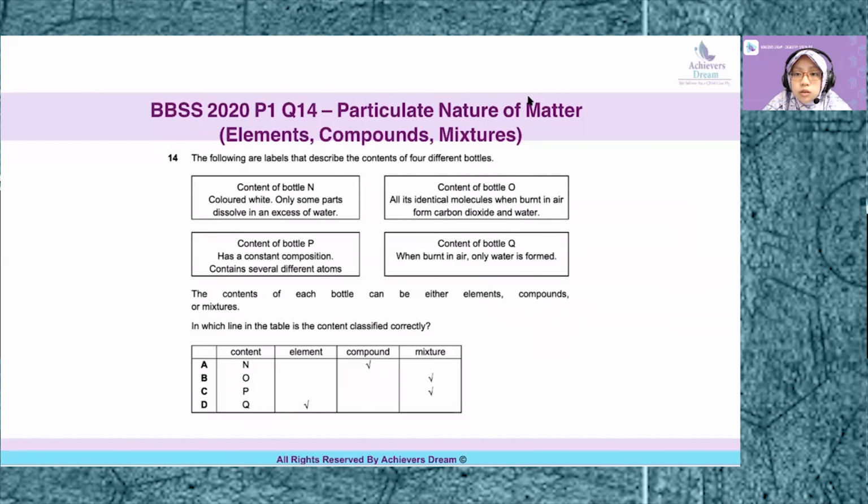Question 14. Question 14 is actually testing you on the particulate nature of matter, whether you are able to differentiate between the properties of elements, compounds, and mixtures. Okay, so let's take a look at question 14.